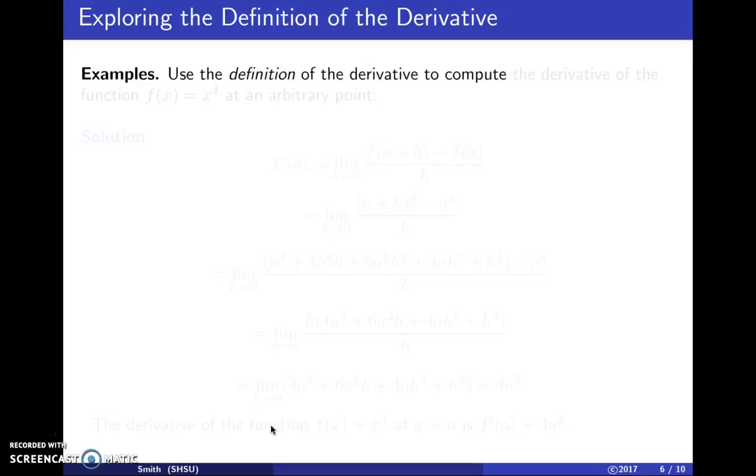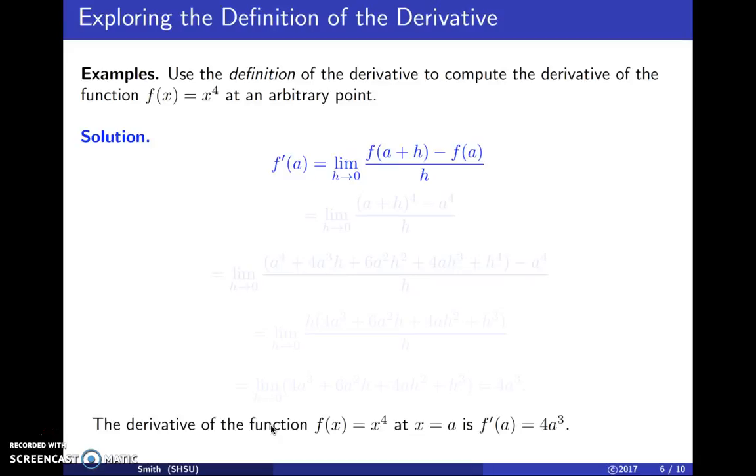For example, let's use the definition of the derivative to compute the derivative of the function f of x equals x to the fourth at an arbitrary point. Here's how we do it. Again, we're using the definition. So f prime of a will be the limit as h goes to 0 of this rise over run. In our case, my function is the fourth power function. So f of a plus h is a plus h to the fourth power, and f of a is a to the fourth. So we have a plus h to the fourth minus a to the fourth on top, and the denominator is h.